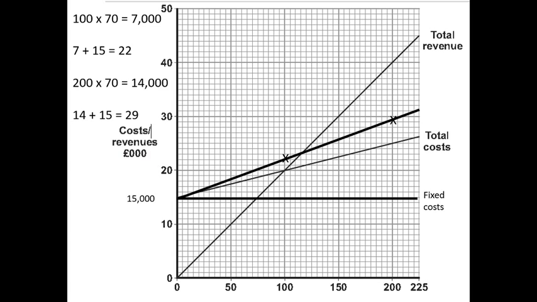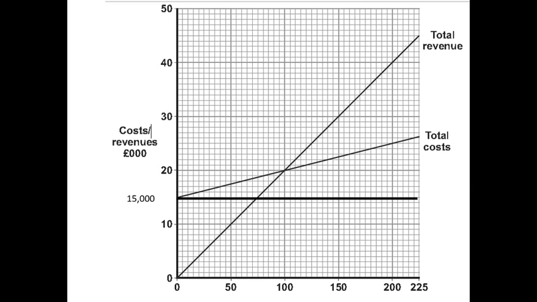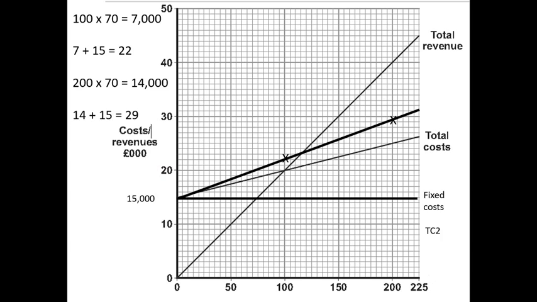Really important, this is the first mark. I need to plot that. So there's my new total cost curve. Now then, if I go back to the question quickly, I've been told to label that TC2. So there we go, TC2. Okay, so that should give me my first mark.